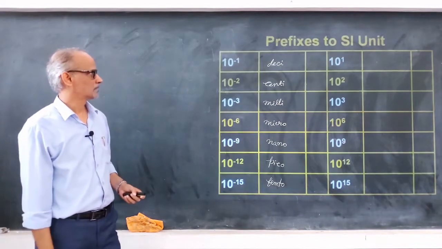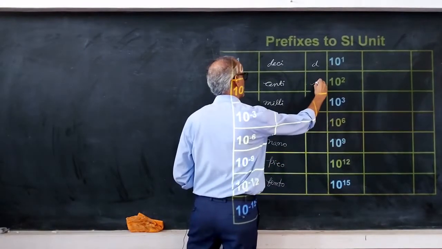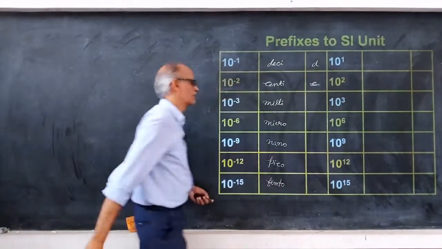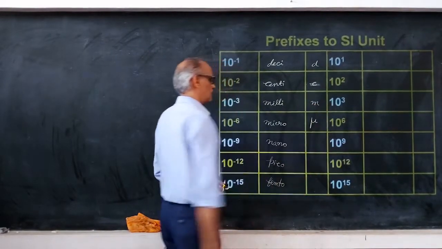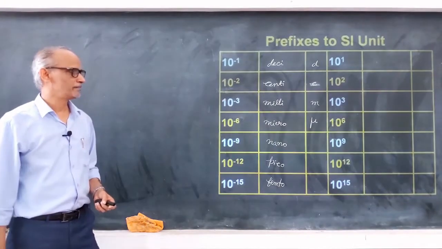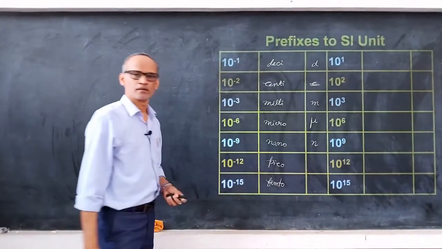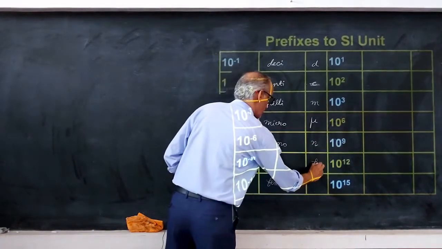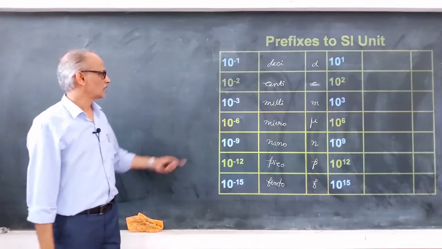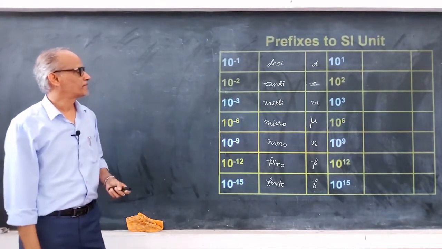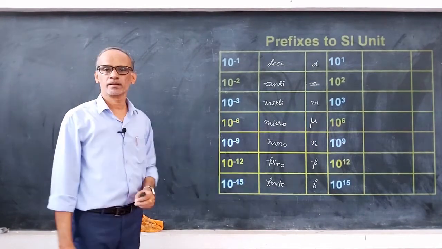So what is the symbol used? For deci, small d. For centi, small c, not capital, it has to be small letter c. Milli, small letter m. Micro, a Greek alphabet pronounced as mu. Nano, small letter n. Pico, small letter p. Femto, small letter f. So this is all for submultiples, which are lesser than 1, or the powers of 10 with a negative number.